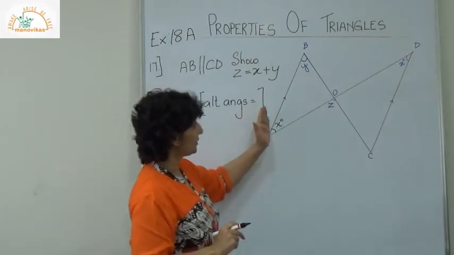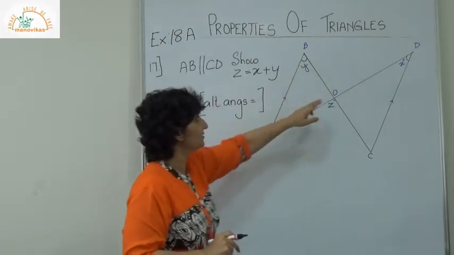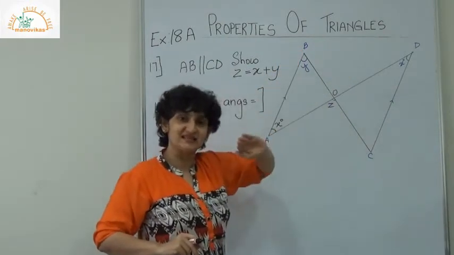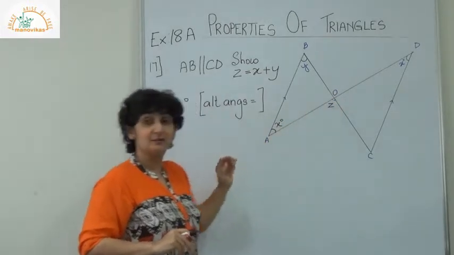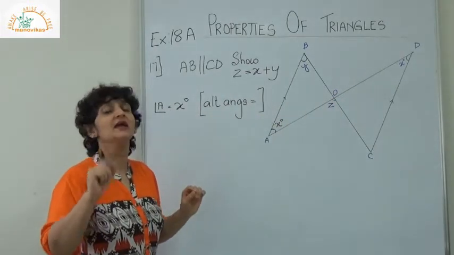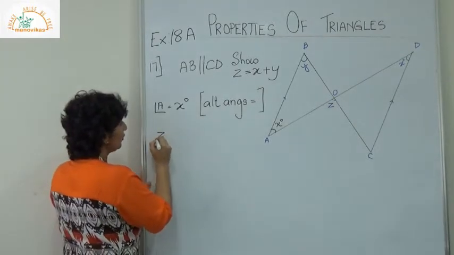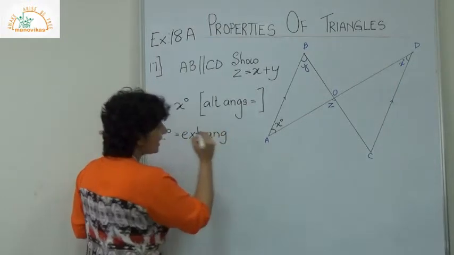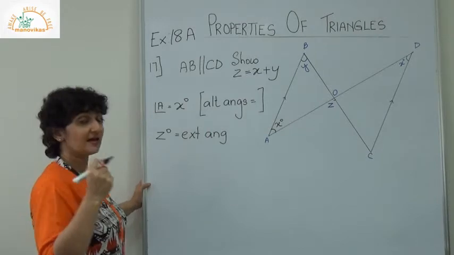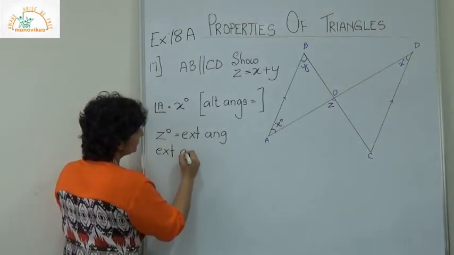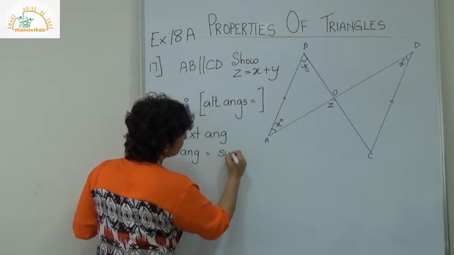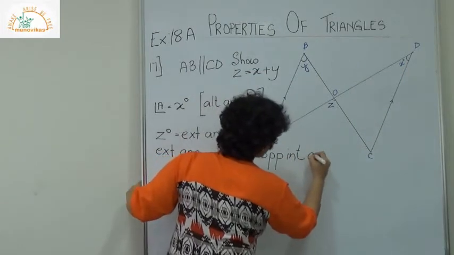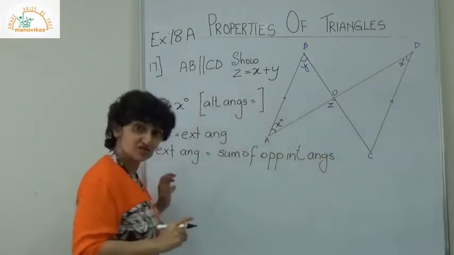Alright? Now that you know this, children, if you take this triangle, say AOB, and this line is extended, that means angle Z becomes your exterior angle. You know Z degree is equal to your exterior angle. And what is the meaning of exterior angle? Exterior angle is equal to sum of opposite interior angles. Correct? Have you understood, children?